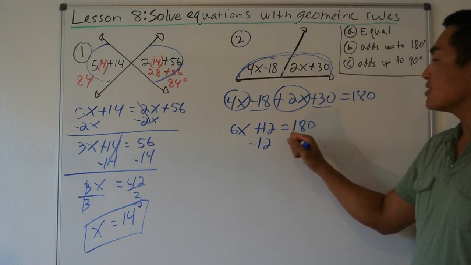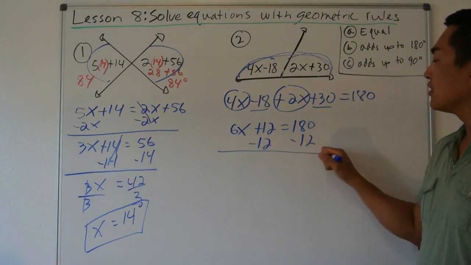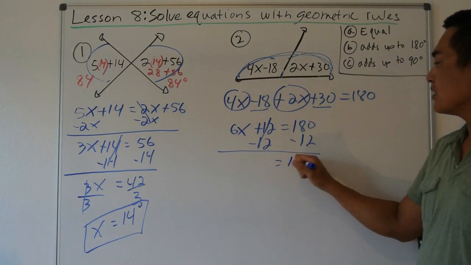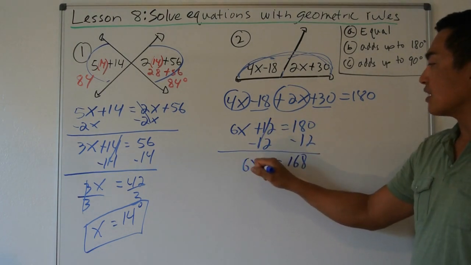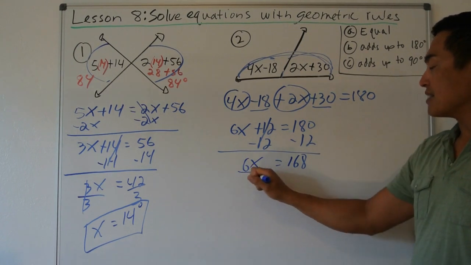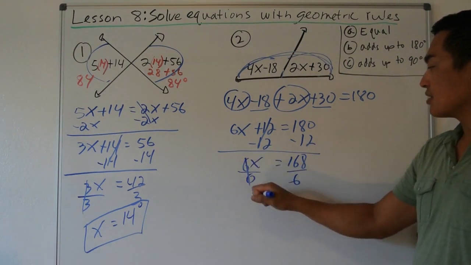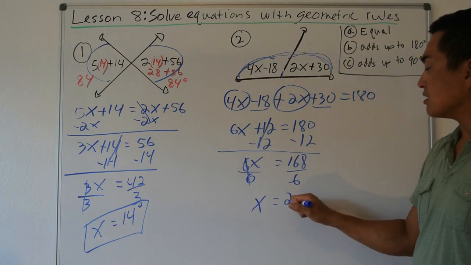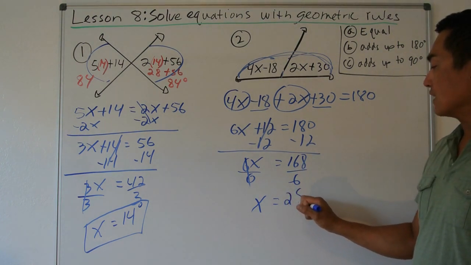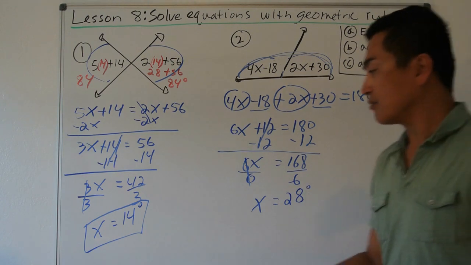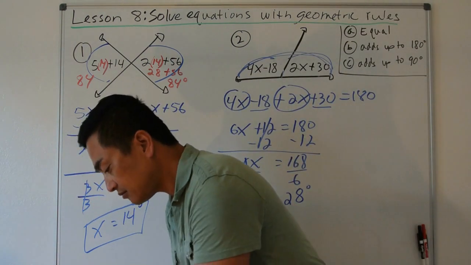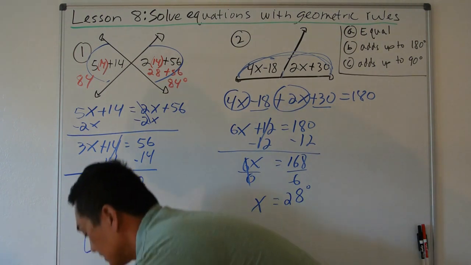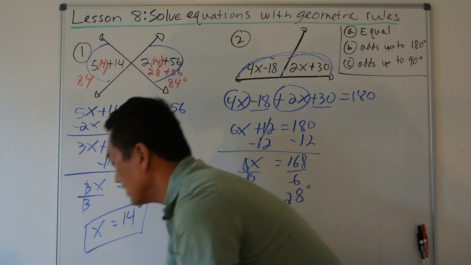Now it's a two-step equation. Subtract 12, subtract 12. Cancel. That would give me 168 equals 6x. Divide by 6, divide by 6. I should get x is equal to 28 degrees. Let me double check that answer. Yep, 28 degrees.